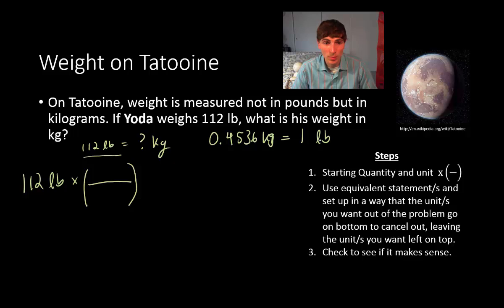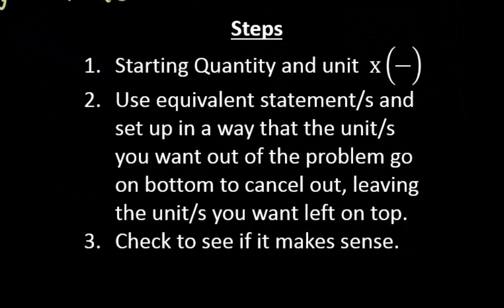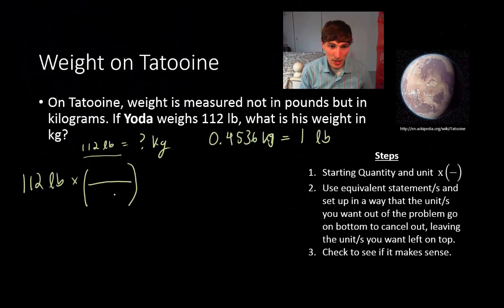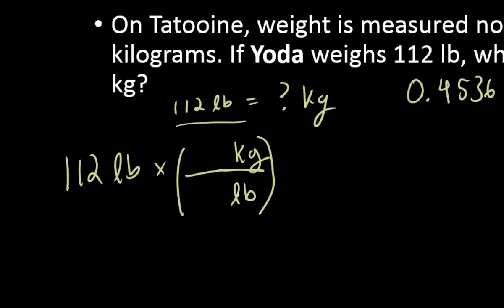We're going to put it in ratio form so that we can convert from one unit to the other. So I look at that chart value, and we're going to put it into a multiplication problem in a way that the units you want out of the problem go on the bottom so they can cancel out, and we leave the units we want on top. So letting the units guide us, like Yoda would say, we want to get rid of pounds, so I'm going to put it on the bottom. And we want to get to kilograms, so I'm going to put it on the top. Whatever numbers I put in here, I know that pounds will cancel and kilograms will be left standing.